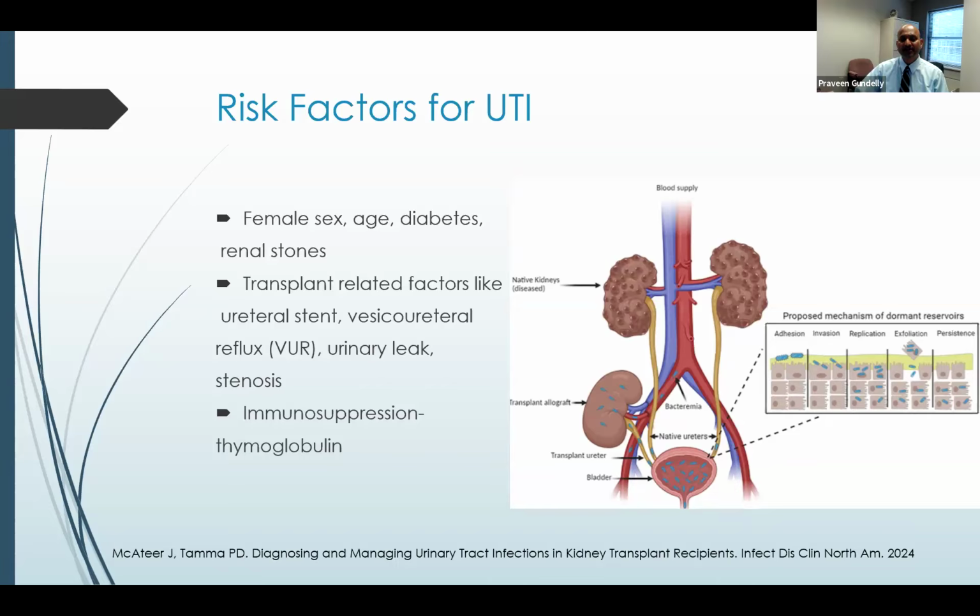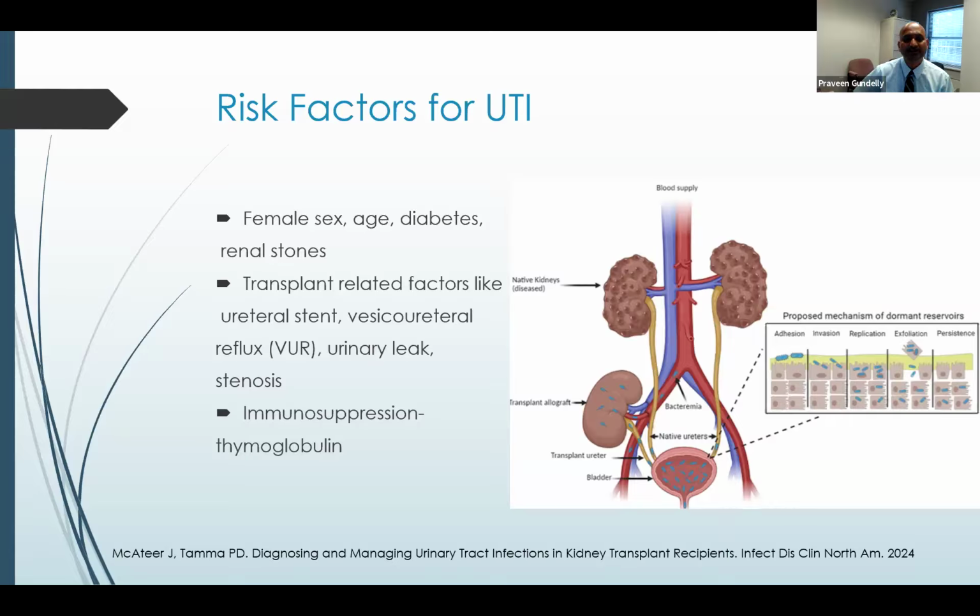And the other risk factor is stenosis. Whenever the anastomosis is made, there can be stenosis, which leads to hydronephrosis and can cause UTI or sepsis. Other risk factors include urinary leak. If there is a urinary leak, that's another significant risk factor.